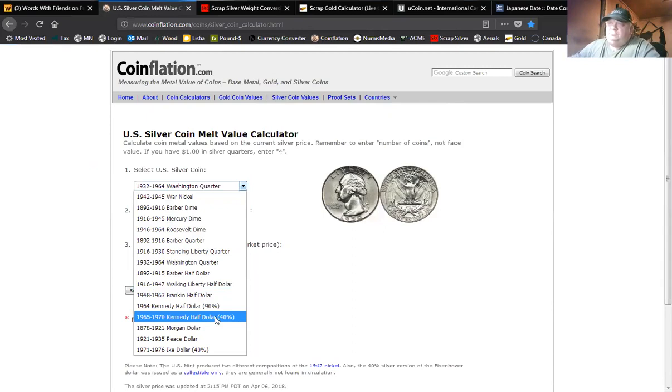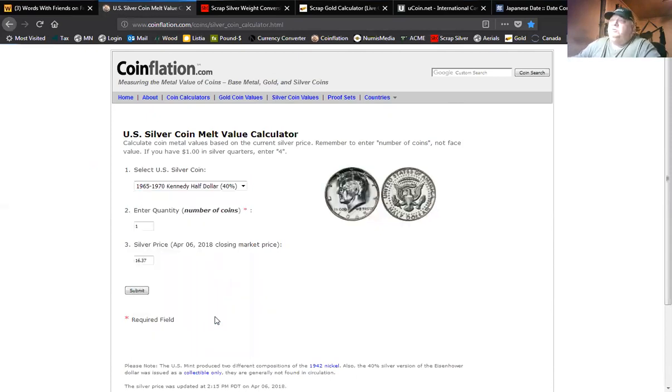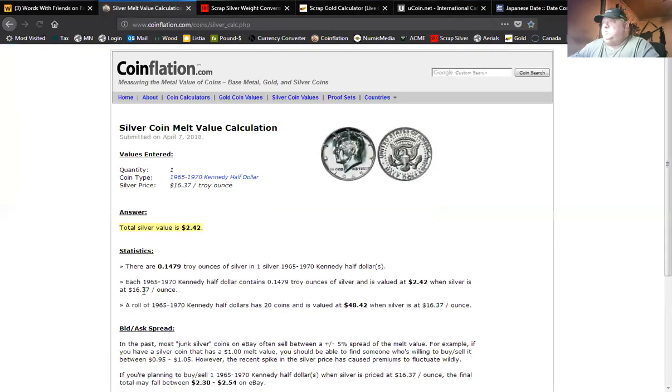But if that's what you're going to go by, it's still going to be the same because it's still only 90% silver in value. But on the 40% silver, we're going to put down 65 to 70 half dollar, one coin at 16.37. The coin value is only worth $2.42 scrap value.